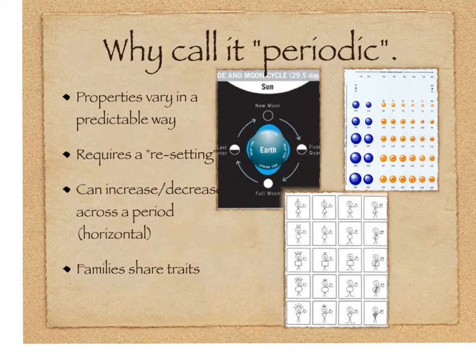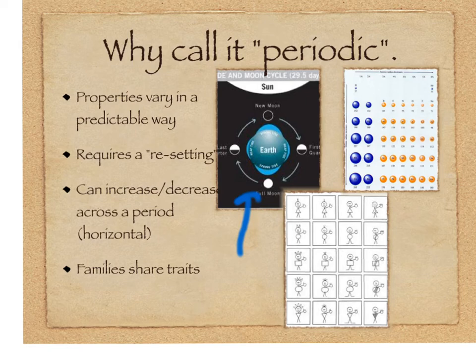Now, the big kicker here is, why is it called the periodic table of the elements and not just the table of the elements? Well, the word periodic implies a variation with time. For example, we see here a picture of the phases of the moon that repeat in a cyclical pattern. So anything that varies in a predictable way can be called periodic. But it requires this resetting: I'm going to go through the seasons, winter, spring, summer, fall, and then guess what? I start again with winter, spring, summer, fall. So it's a resetting, a cyclical pattern.